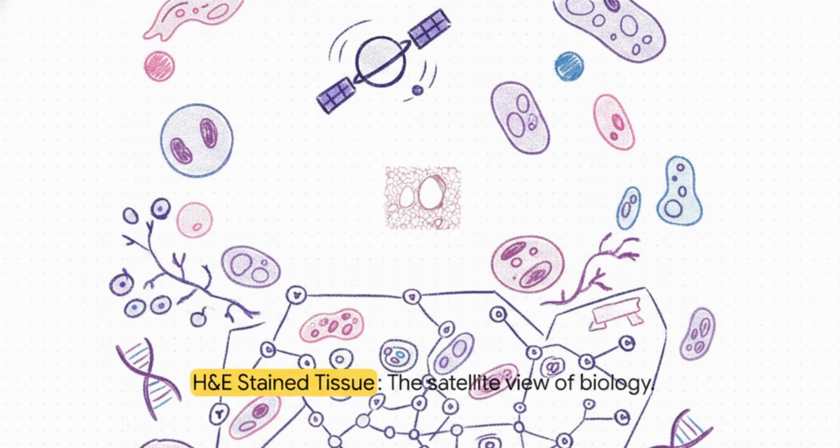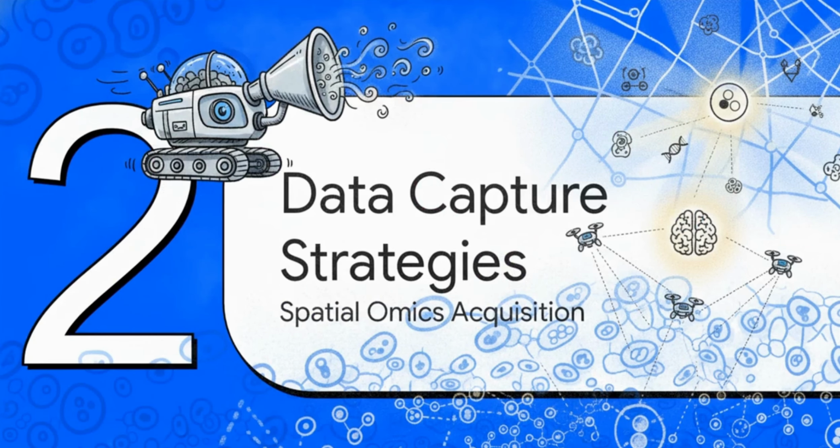But returning to our metaphor for a second, this is our satellite map. It shows us the morphology, the shape and structure of the tissue, but it completely lacks molecular depth. It just can't tell us the specific gene expressions or the protein abundances that are actually driving a disease at that specific spot. Let's move to Section 2 and see how this builds.